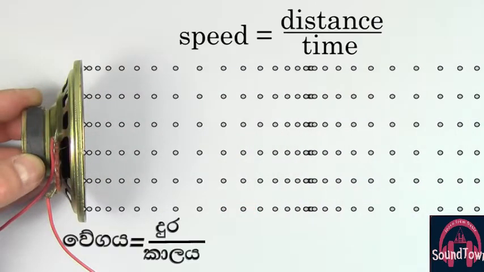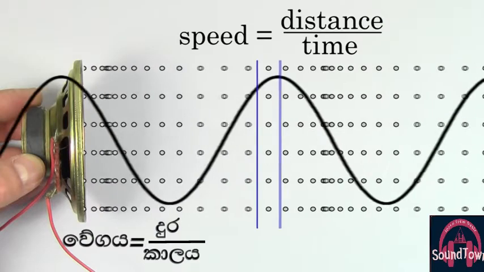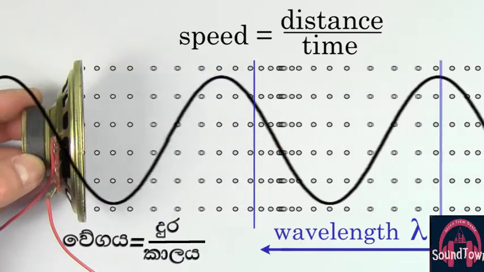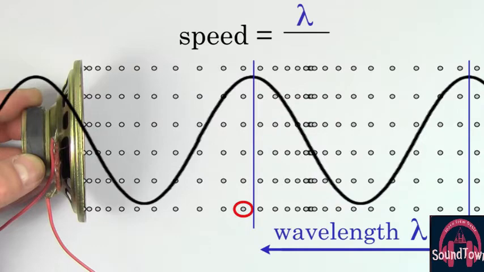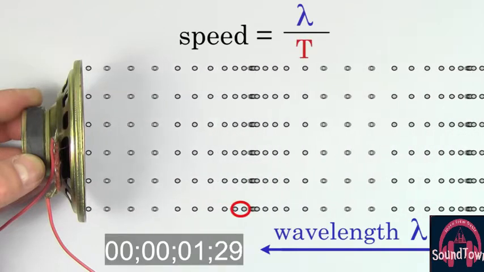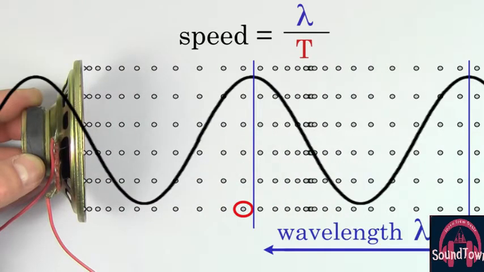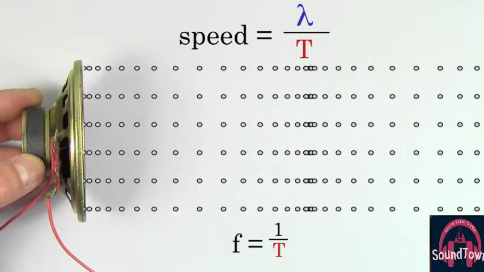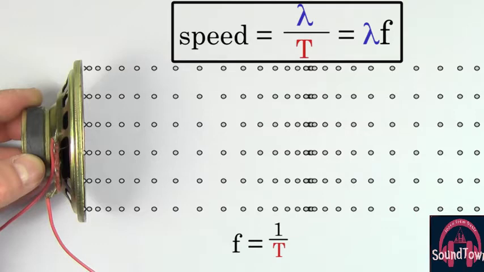Now, since speed is defined to be the distance per time, the speed of a sound wave has to be the wavelength of the wave divided by the period of the wave, since the wave is traveling forwards one wavelength per period. Or since the frequency is defined to be 1 over the period, we can rewrite this formula as speed equals wavelength times frequency. This formula is accurate for all kinds of waves, not just sound waves, because a wave has to move one wavelength for every period.